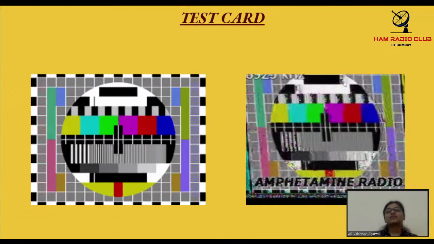So this is how the signal gets decoded. We can use a test card to check if the mode identified by the decoder is correct or not. If we get a slant image like this for the test card, or the colors are different, it implies that the mode is wrong.